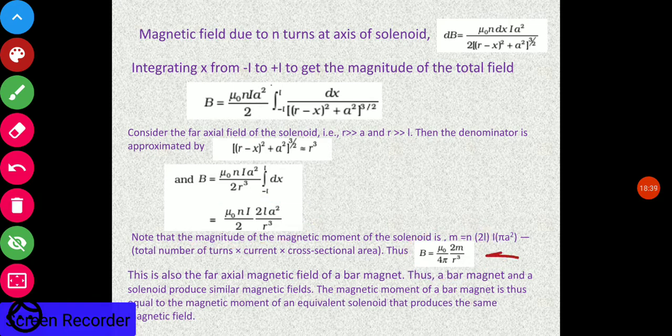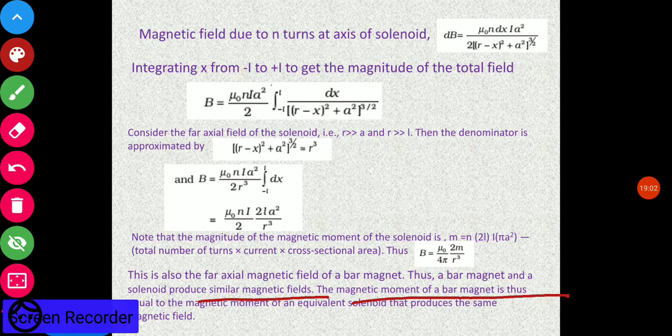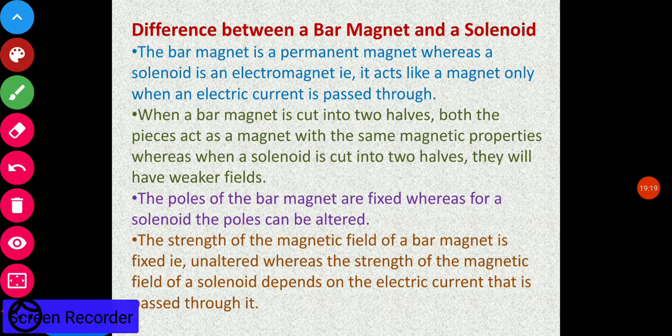Now this expression is the same as the axial magnetic field of a bar magnet, that is, the magnetic field due to a bar magnet at its axial point. So we can say that a bar magnet and a solenoid both produce a similar magnetic field. The magnetic moment of a bar magnet is thus equal to the magnetic moment of an equivalent solenoid that produces the same magnetic field. So in this way we can say that a bar magnet is equivalent to a solenoid.